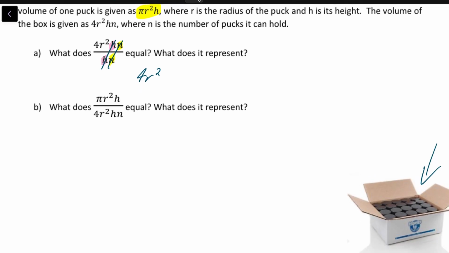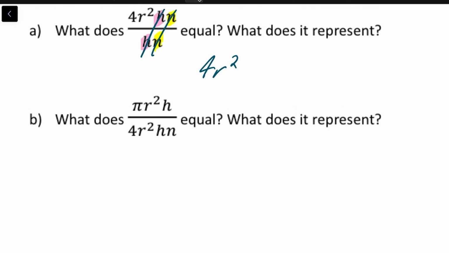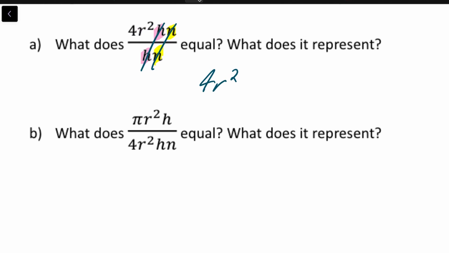All right, now let's look at B. What does pi r squared h divided by 4r squared hn equal? So we want to simplify it again by dividing these two monomials. And what does it represent?